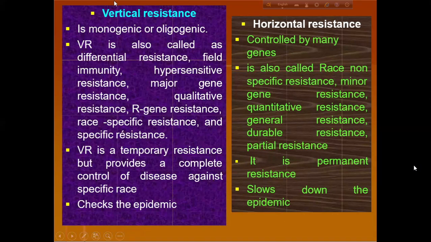It does not control the epidemic, but it slows down the epidemic. On the other hand, vertical resistance completely checks the epidemic. So if there is one plant infected today, at the very beginning of the establishment, this vertical resistant plant will control this inoculum, or will kill this inoculum, or will make the inoculum ineffective. As a result, this vertical resistant plant checks the epidemic.